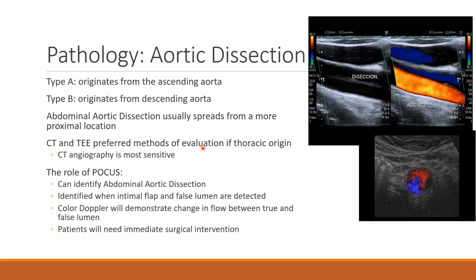So it's usually going to be a type B that we're identifying in the abdomen. So the role of POCUS with aortic dissection in the abdomen is, number one, to identify it.